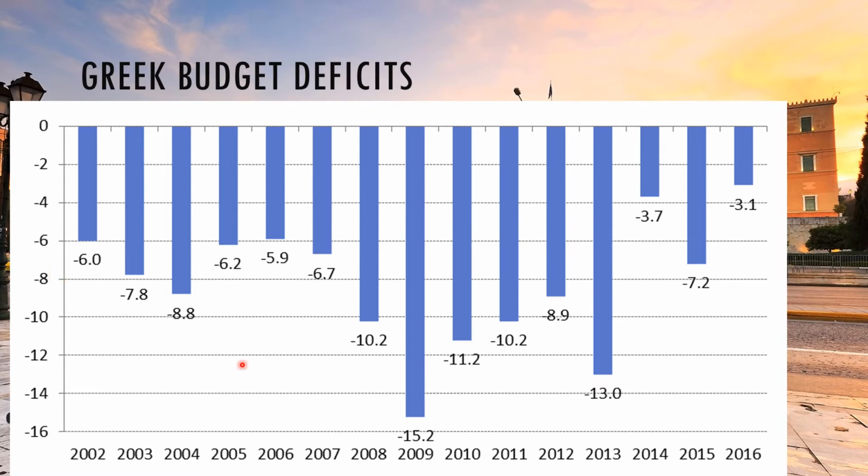So if the Greek economy is 200 billion in size, a deficit of 10% means that government spending was 20 billion euros higher than tax revenues in that particular year. And we can see that there's been accumulation of budget deficits over quite a number of years. And one of the current Greek government targets is in the next couple of years to reach a surplus.